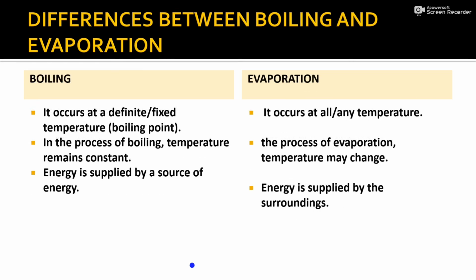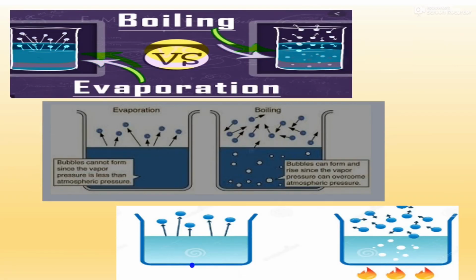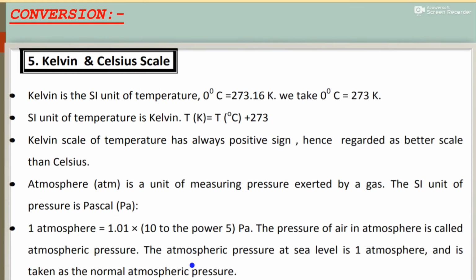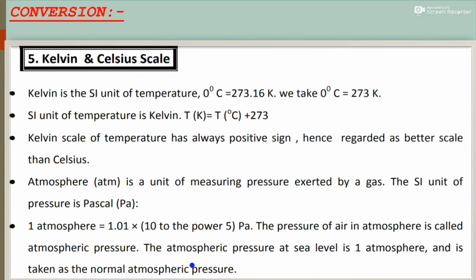Boiling occurs at a definite fixed temperature, that is the boiling point, but evaporation occurs at any temperature. In the process of boiling, temperature remains constant. The latent heat is only used in changing the state. In the process of evaporation, temperature may change. In boiling, energy is supplied by a source of energy, and in evaporation, energy is supplied by the surroundings, which causes the surroundings to cool. Evaporation causes cooling.